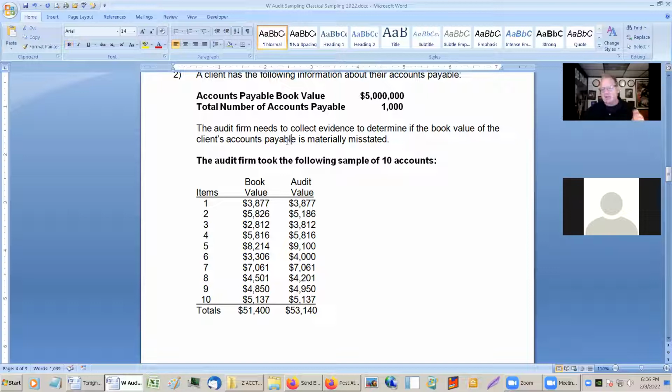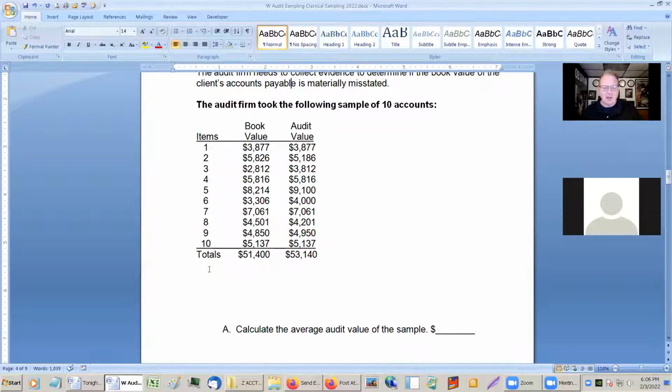And again, the whole idea behind sampling is that you take a small amount and then you project over the entire population based on that small amount. And classical sampling, it's not just for accounting, it could be for anything, but we use it obviously here for accounting.